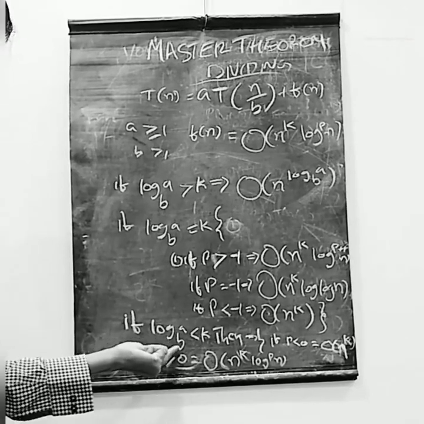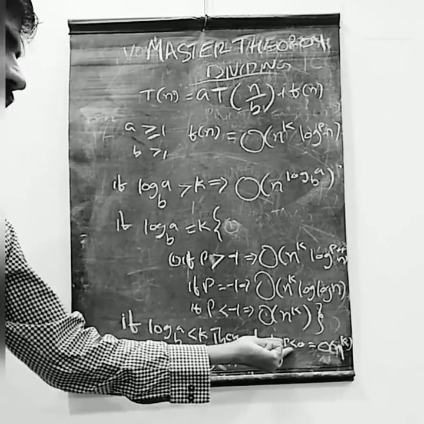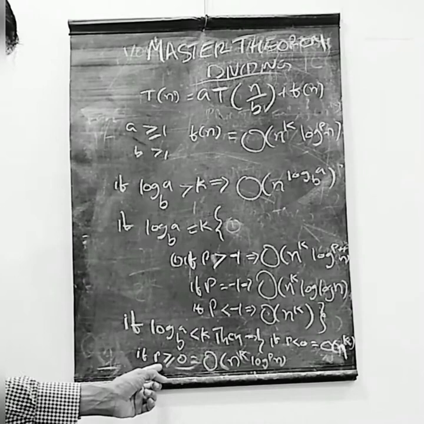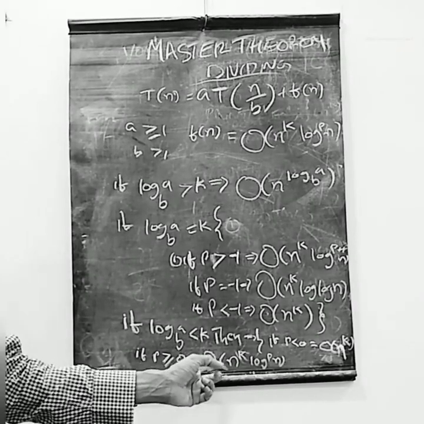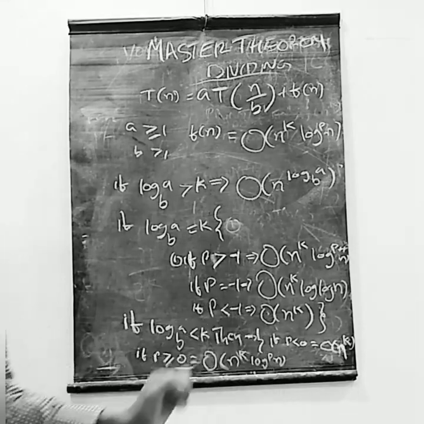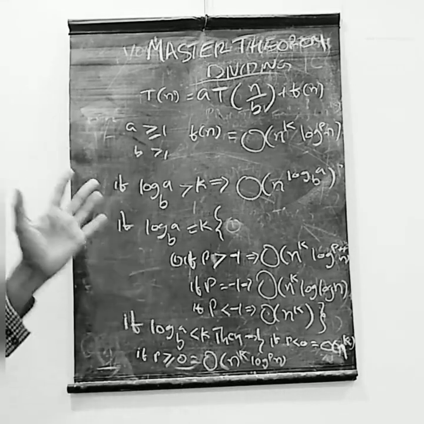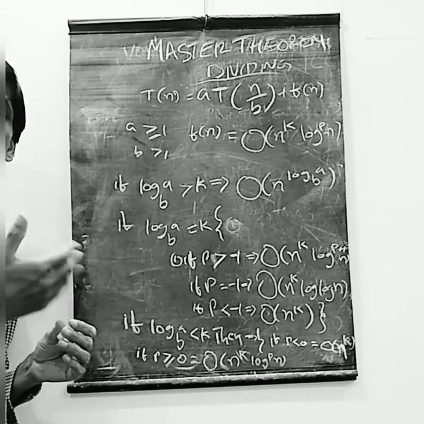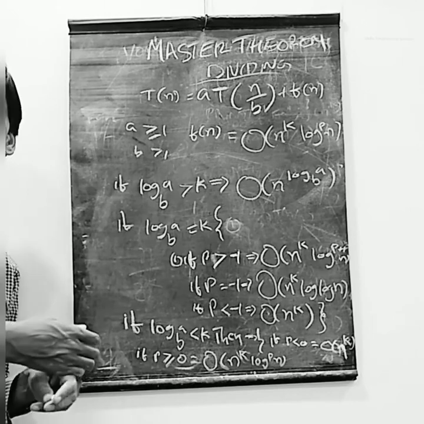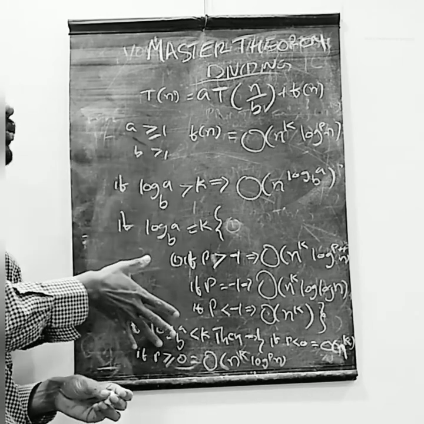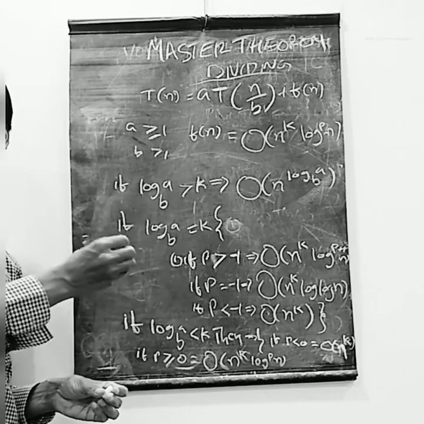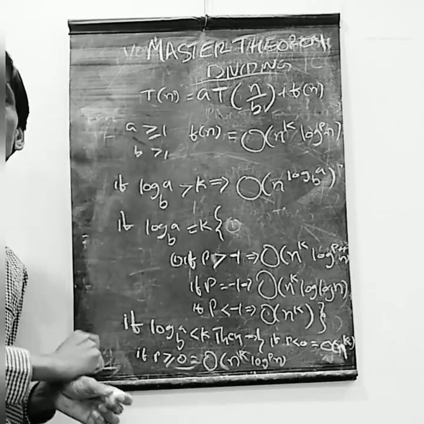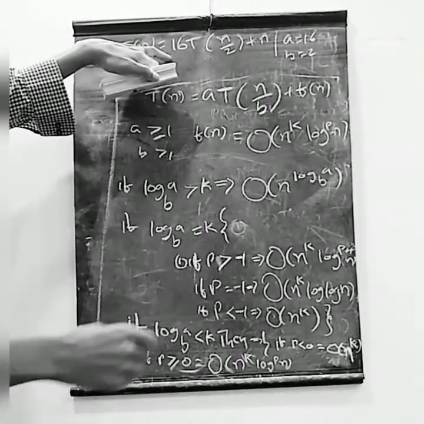Basically, when log base b of a is less than k, then if p is less than 0, it is big O of n power k. Or if p is greater than or equal to 0, then big O of n power k log power p n. So this is the Master Theorem for dividing. Instead of writing the whole recursive tree or using the substitution method, you can use these formulas when you find a recursive function with dividing.